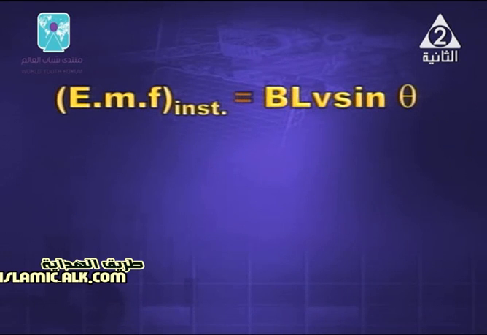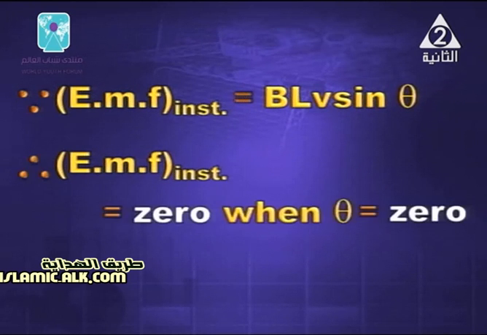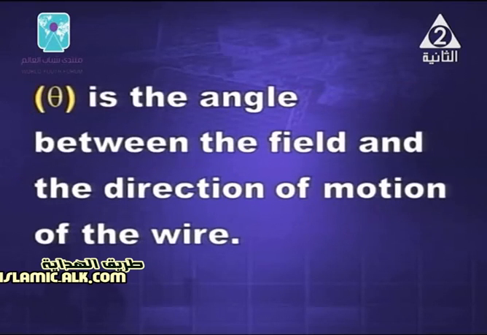Since the instantaneous EMF is given by the expression B L V sine theta, where B is the magnetic flux density, L is the length of the wire, V is the linear velocity, and theta is the angle between the direction of motion of the wire and the field, the instantaneous EMF equals 0 when theta is 0, because sine 0 equals 0. So the wire must be moved parallel to the field.